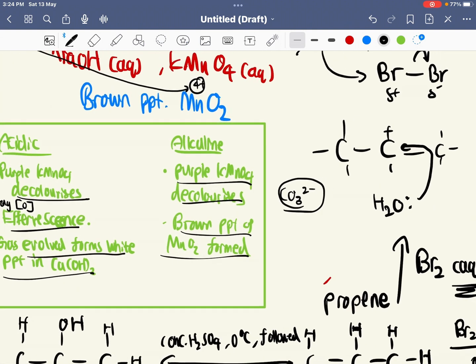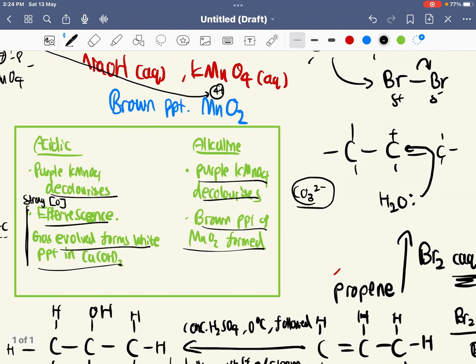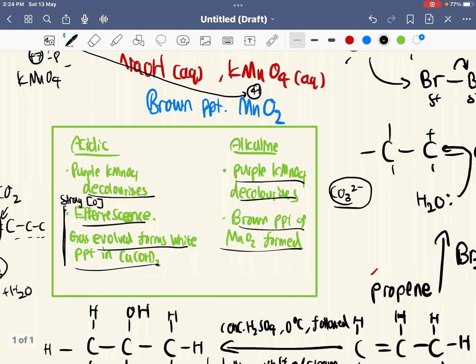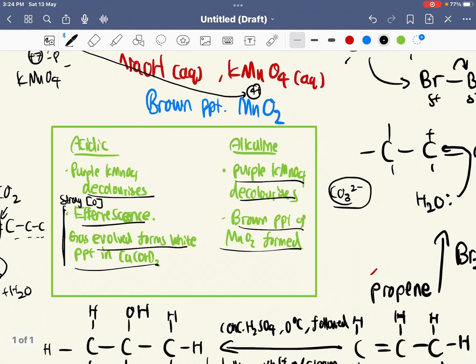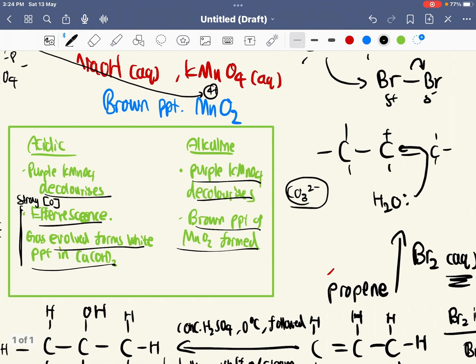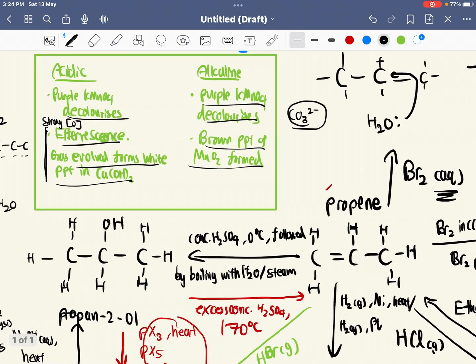If you recall, in alkaline medium, my carbonic acid is right away neutralized, so you just form a carbonate ion and it doesn't dissociate to form carbon dioxide and a water molecule. So there's no effervescence. Just take note of that.